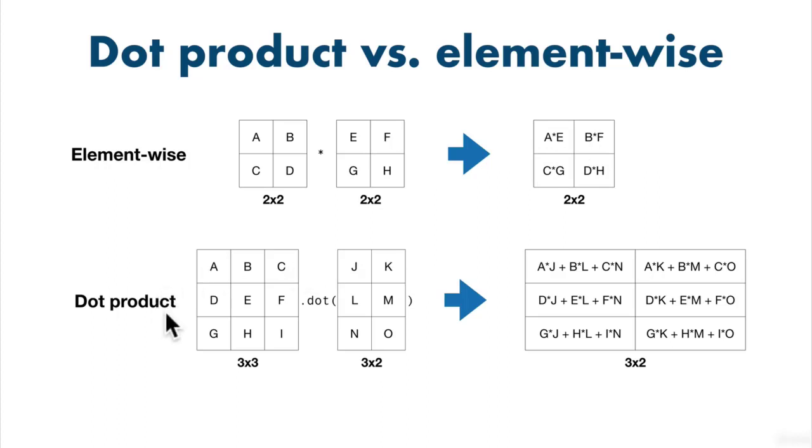But the dot product is a little bit different. Now, we've got, say, a 3 by 3 matrix here, a 3 by 2 matrix here, and we're calling dot on this one with this one. Now, what is going on here? The resulting matrix is going to be 3 by 2. And we have A times J, okay, following along with that. But then we have B times L plus, okay. Then we have C times N. All right, so it's got the top row here multiplied by the first column and adding up the total.